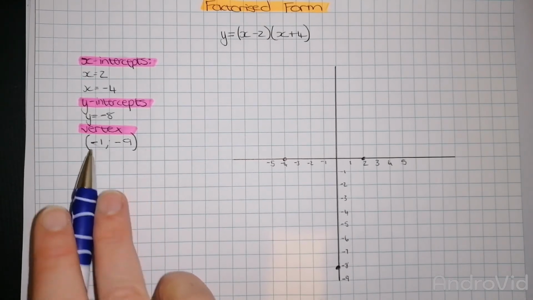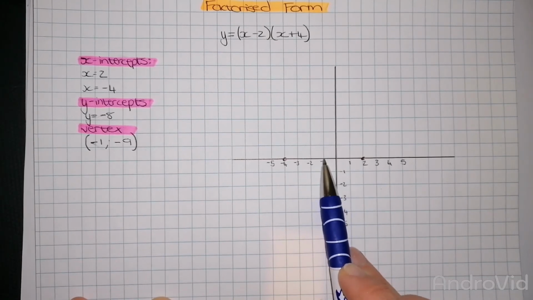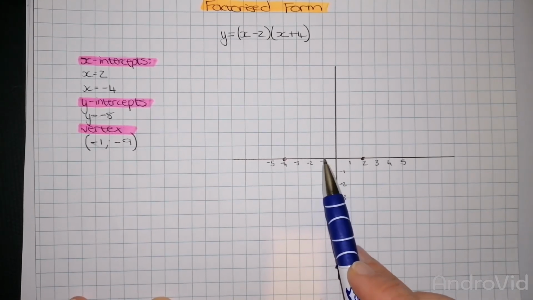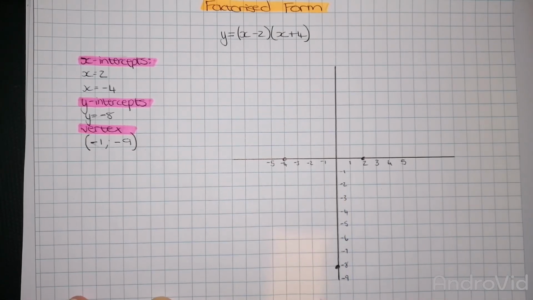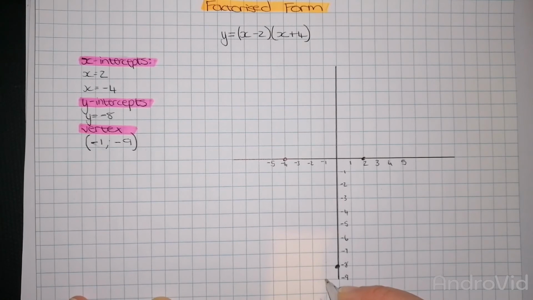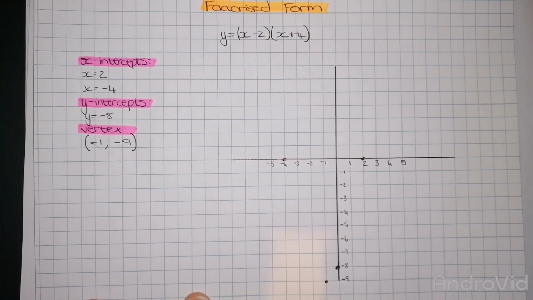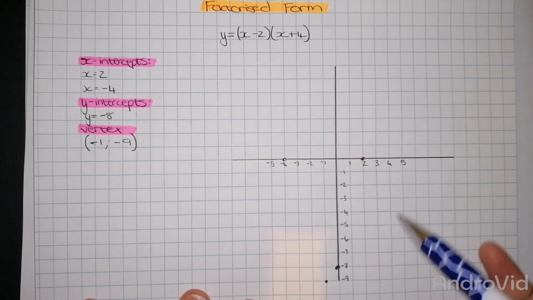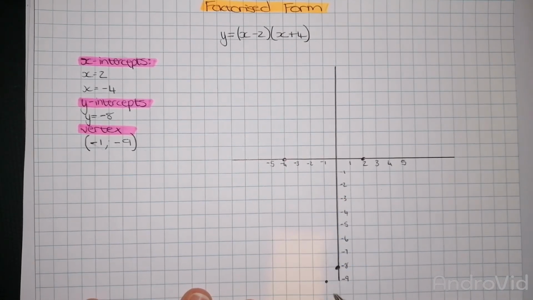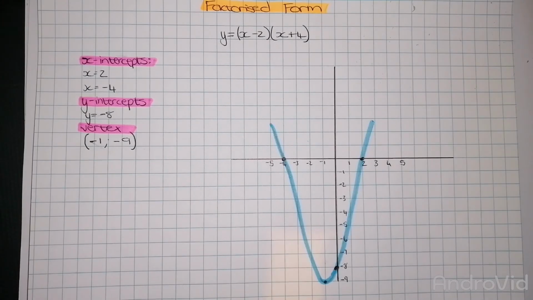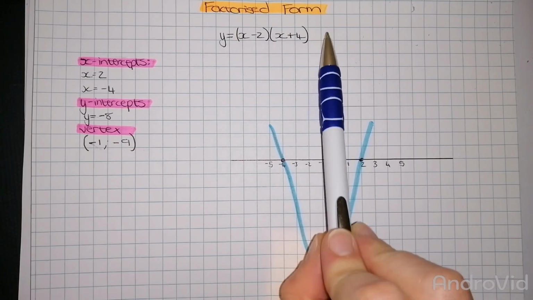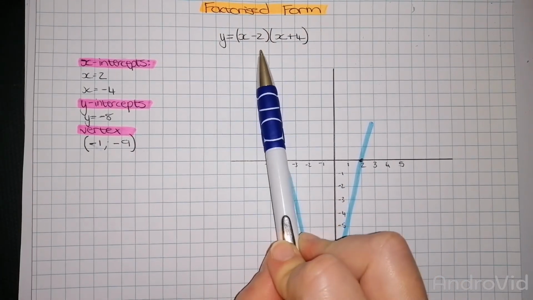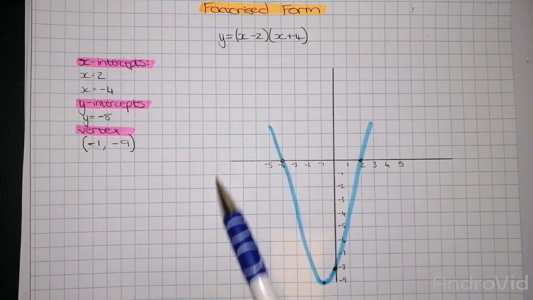Remember, x is always first, so my x value is negative 1. And to find the y-coordinate, I need to go right down to negative 9. We also know that the vertex is the turning point, or the minimum or maximum point. In this case, you can see that it is going to be a positive parabola, and therefore it'll have a minimum point. Now that I've connected my dots and I've drawn my parabola, I can see that the parabola of y equals (x minus 2)(x plus 4) will have this shape.